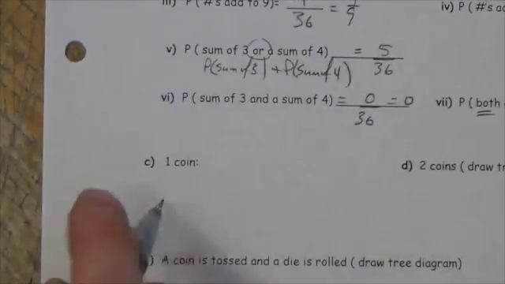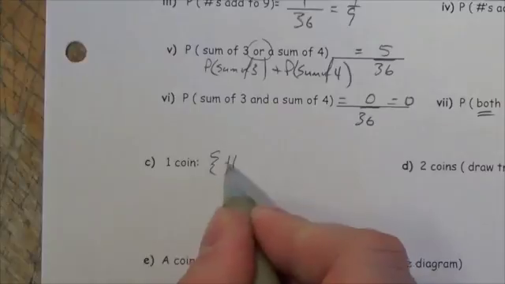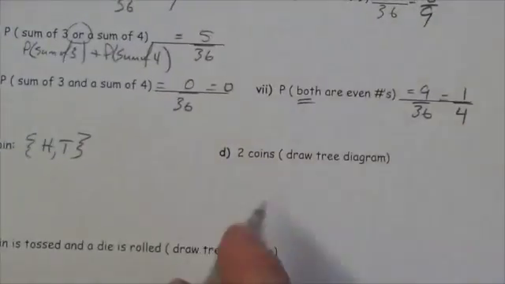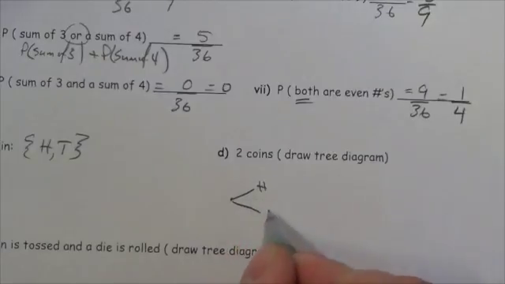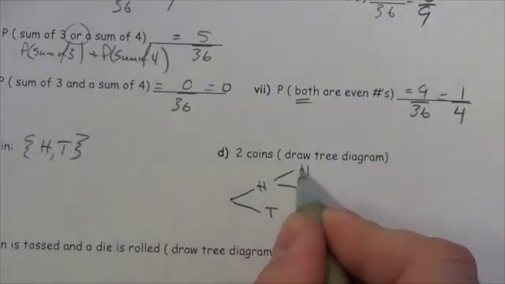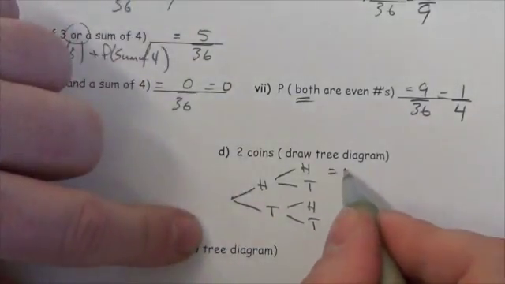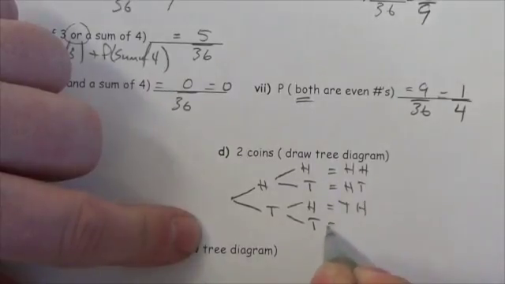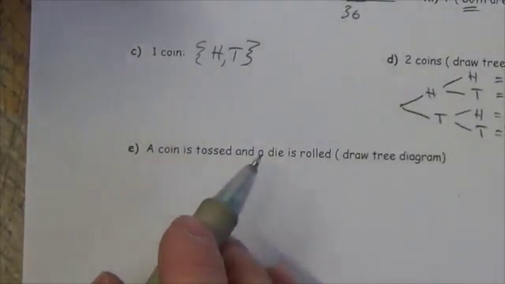Now the next one here, we're looking at one coin. What happens here when we flip one coin? Well, we're going to get either heads or tails as our sample space. That's pretty straightforward. If you've got 2 coins, you could get heads or tails, and then heads or tails for the second coin, depending on what happened here. So I'm either going to get heads and heads, heads and tails, tails and heads, or tails and tails. So there's my sample space, and I've got 4 different outcomes here. Here, what if a coin is tossed and a die is rolled?